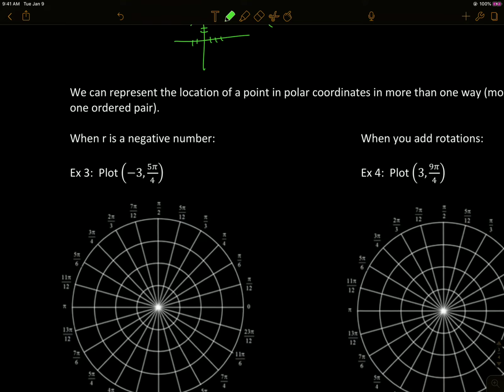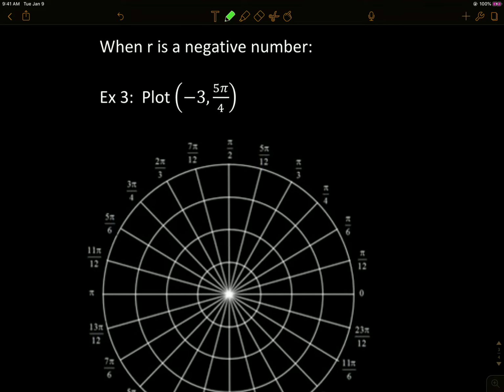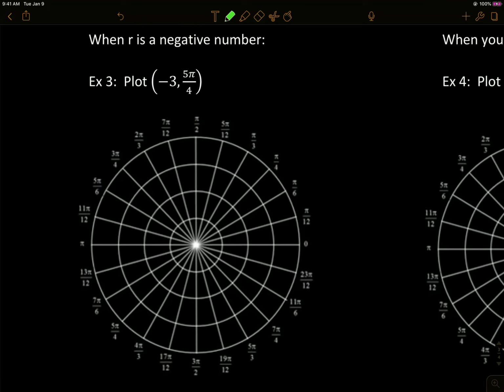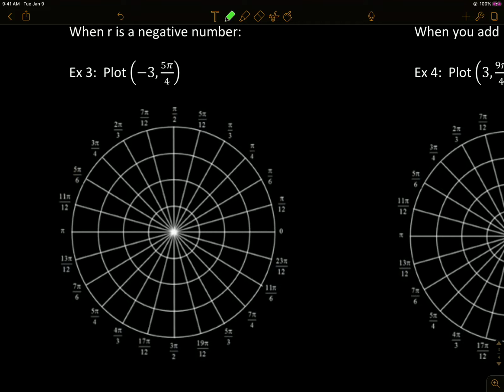So let's look at the 2 different ways that you can get to the same point. What happens when r is negative? R can be a negative number. So let's plot this point. So our polar axis is right here. Our pole is in the center. I rotate to 5 pi over 4, which is right here. And there's that ray. But now, how do I go negative 3 units? So I'm not going to move 1, 2, 3. That's the positive direction. The negative direction is if you move in the opposite ray. So I'm going to go this way for negatives.